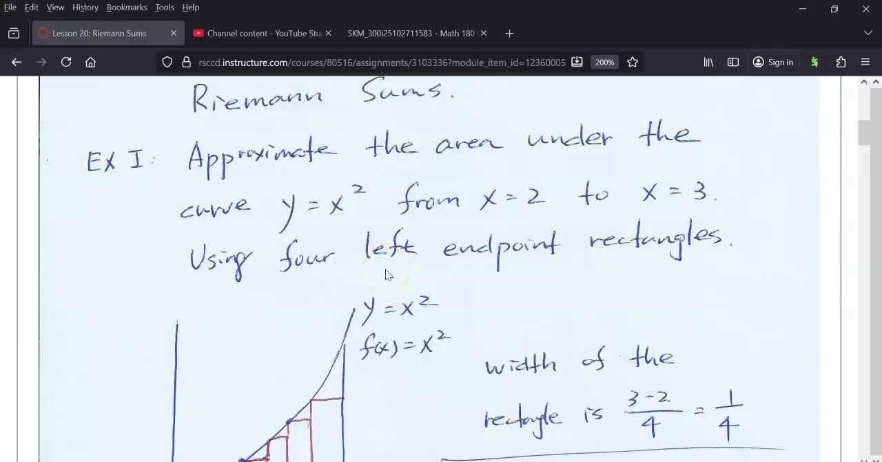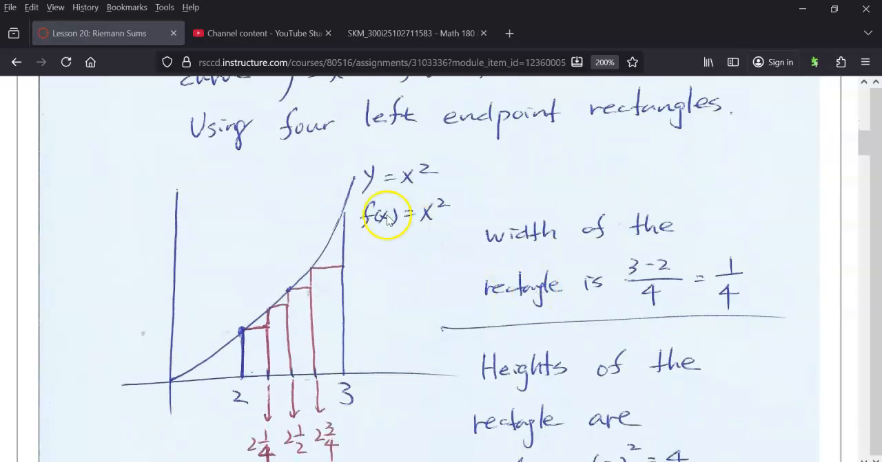So this is more of a geometry review. Example one: approximate the area under the curve y equals x squared from x equals 2 to x equals 3 using four left endpoint rectangles. So here's my function. I want to cut this into four equal rectangles, and use rectangles to approximate the area. Now we know it's not perfect.